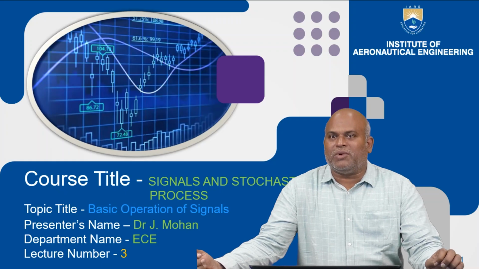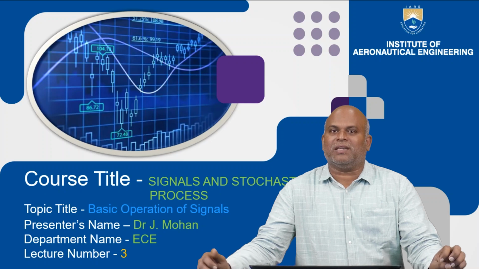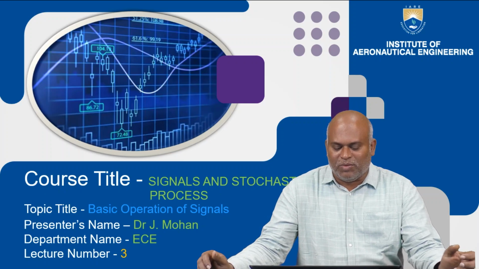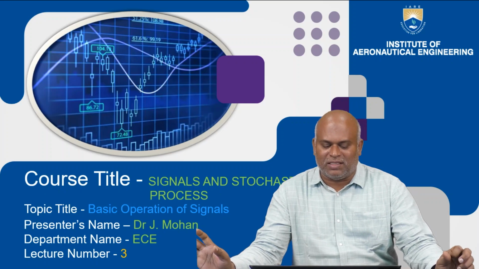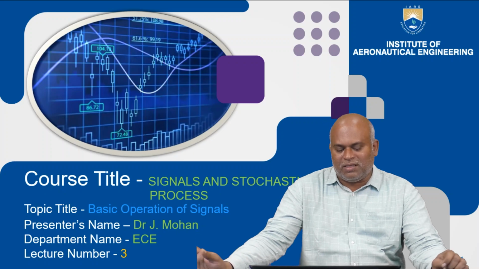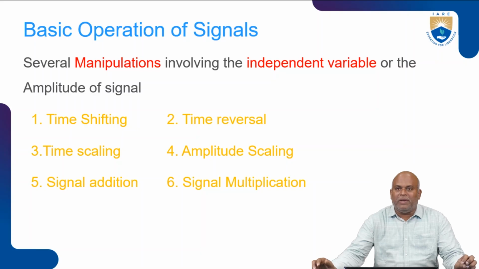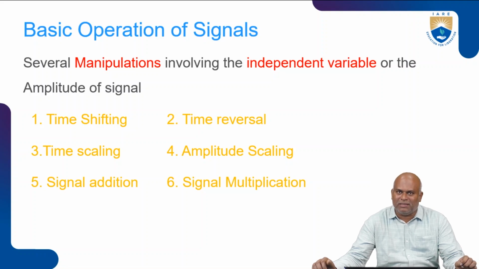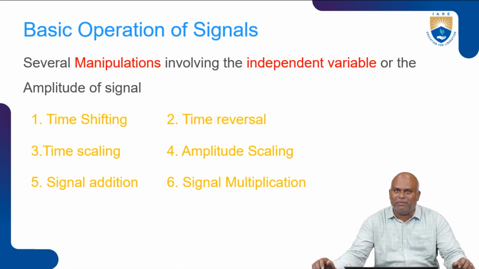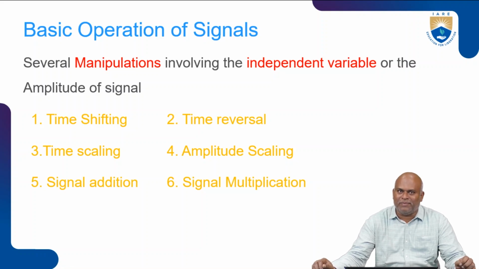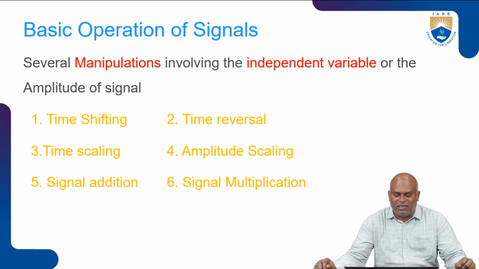I'm going to talk about signals and stochastic processing. The subheading is basic operation of signals. This is lecture number 3. Basic operations on a signal are several manipulations involving the independent variable or the amplitude of the signal. They are categorized into 6.